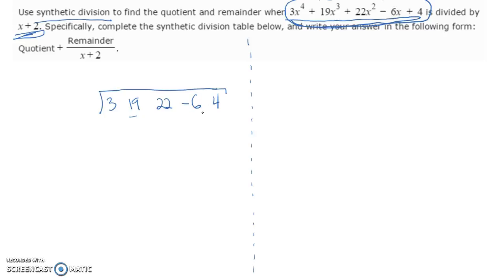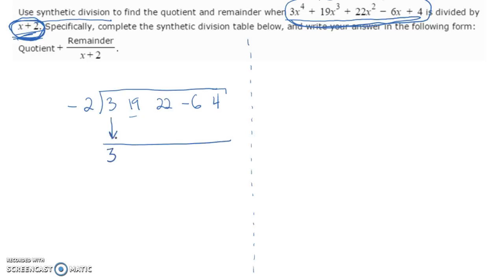Otherwise, you'd have problems. The second thing is, the number that goes outside is going to be whatever makes the divisor 0. So if you think about numbers that would make this expression equal 0, that's what's going to go here. This is pretty clearly going to be negative 2. And then what happens is we have this line here, and this just drops straight down.